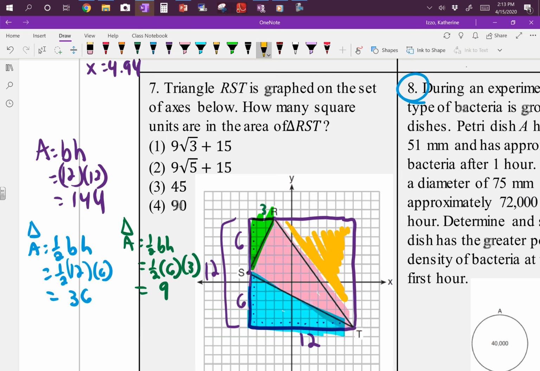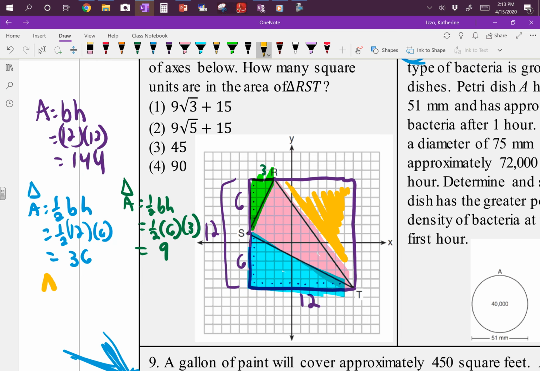And then we're going to do the yellow. Yellow triangle is area equals 1/2 base times height. And it's 12 over here, and what is that, 9 over there? Looks like 9 boxes over there. So 1/2 times 9 times 12 equals 54.